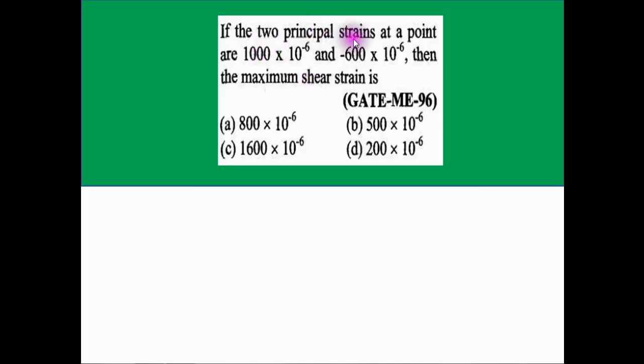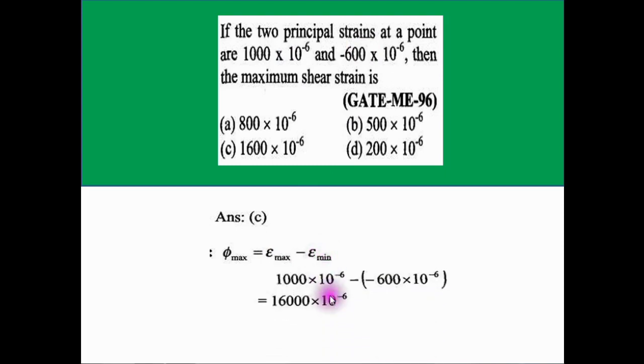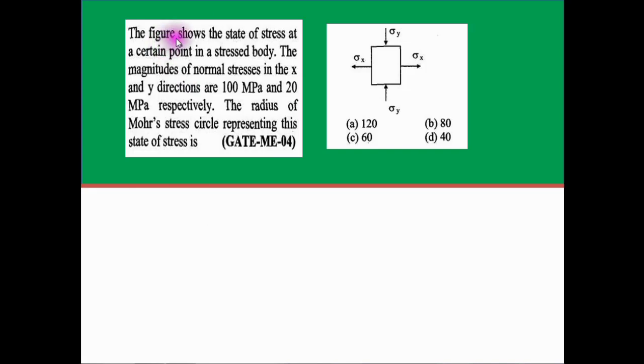If the two principal strains at a point are 1000 into 10 power minus 6 and minus 600 into 10 power minus 6, then the maximum shear strain is? We know that maximum shear strain, gamma max, is equal to maximum principal strain minus minimum principal strain. Now substituting these two values here, we get 1600 into 10 power minus 6. It is not 16,000, it is 1600. Answer is C.